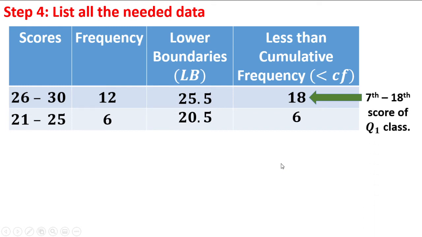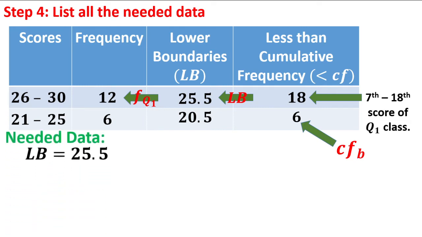This is the 7th to 18th score of the first quartile class. This is the lower boundary of the given first quartile class. This is the frequency of the first quartile class. And this is the cumulative frequency before the first quartile class. Again, the lower boundary we will be using is 25.5. The cumulative frequency is 6. The frequency is 12. The interval is 5.